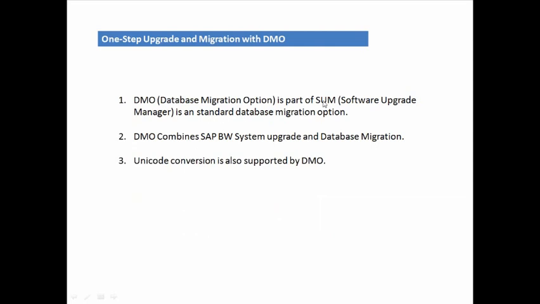It is actually part of this software. You'll have software called Software Update Manager, SUM, with the latest 1.0 SP, which previously was used only for upgrading from one version to another version. Within that software, an option is given called migrate database, with a radio button, where you give which database and what IP address. So within SUM an option for DMO is given which can be used for upgrade and migration. DMO combines upgrade and database migration, and Unicode conversion is also supported by DMO.